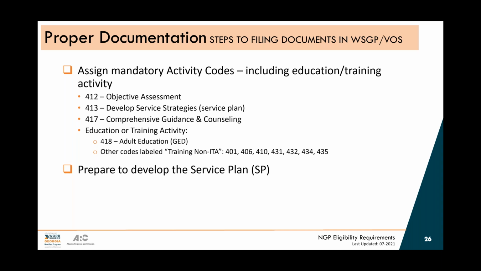So after you do the mandatory 412 and 413 and 417, you're going to have at least one education or training activity. That person's either going to be getting a GED or they're going to need basic skills training or something like that. So you should have at least an additional activity that you put in the system for this participant. At least one, okay? But essentially, you're taking your objective assessment, you're building that service plan, and every single service that is going to be rendered for that participant should have an associated activity code.